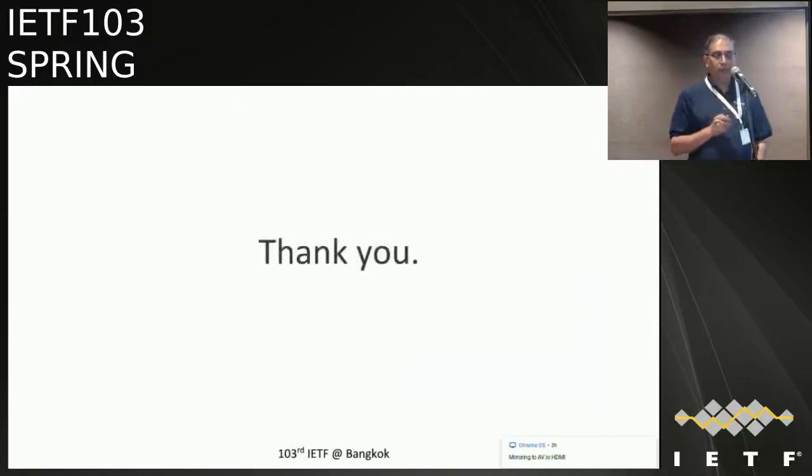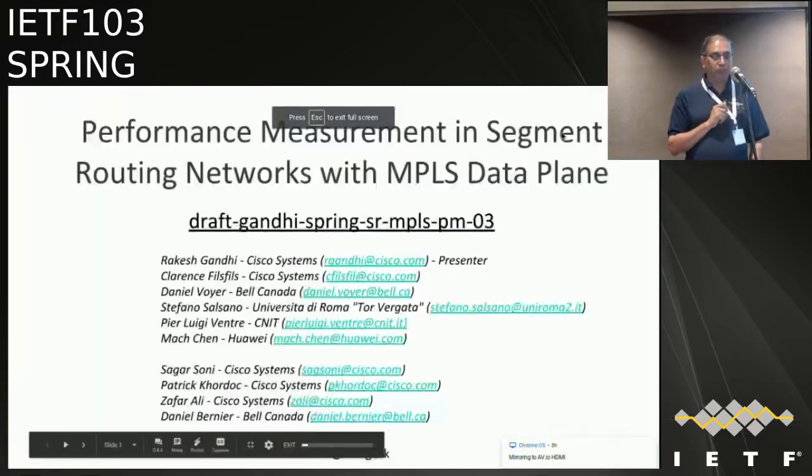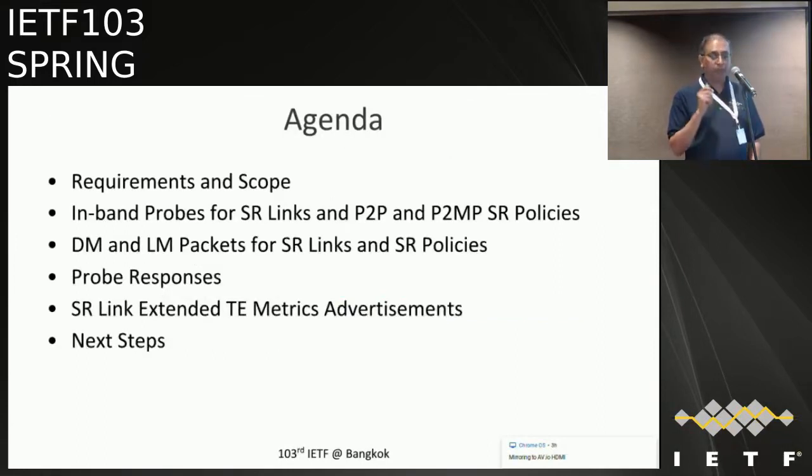So the second draft, again, this is for the probe as well. I'm presenting this draft on behalf of the authors and the contributors. This draft is for the SR MPLS data plane. Look at the requirements and scope: probe messages for the SR links and the P2P and P2MP policies. We are talking about delay and loss measurements, probe response messages, and how we compute the various PM metrics and flood them in the network in next steps. So delay and loss measurement for segment routing for links and policies.